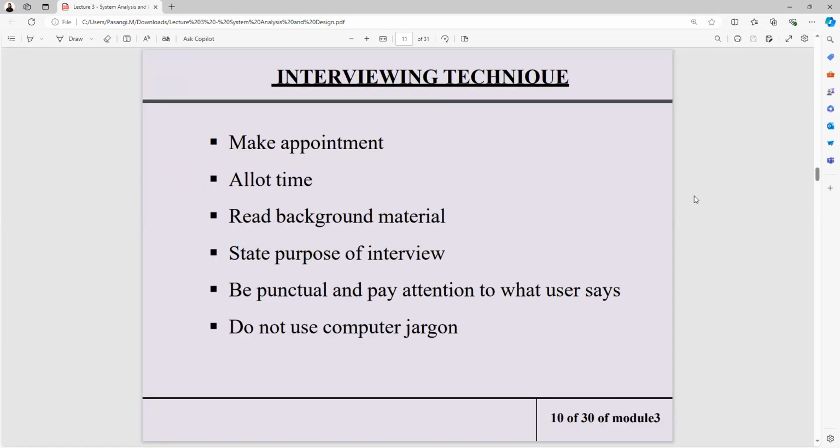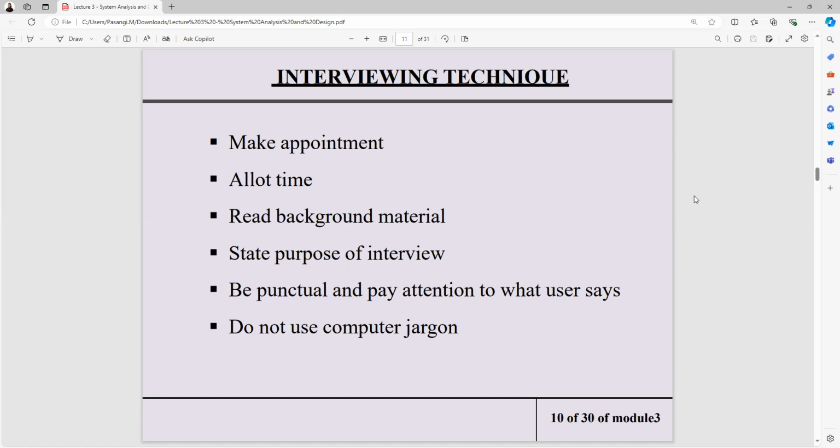Then interviewing techniques. What are the interviewing techniques we are using? The first one would be to make an appointment. First we need to make appointments with the interviewees, so that they can block their time slot and keep their time for this interview.